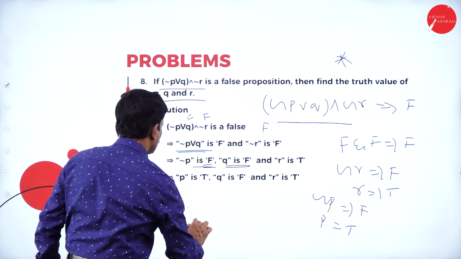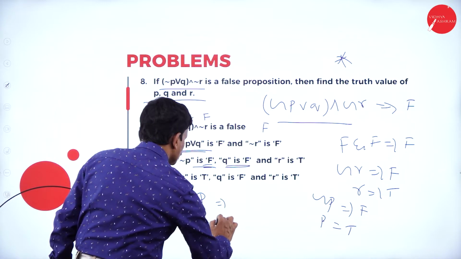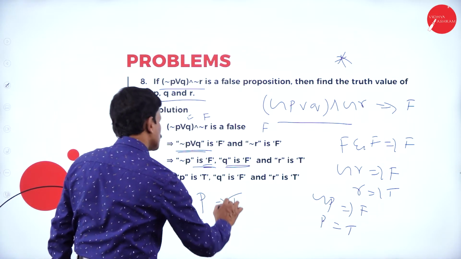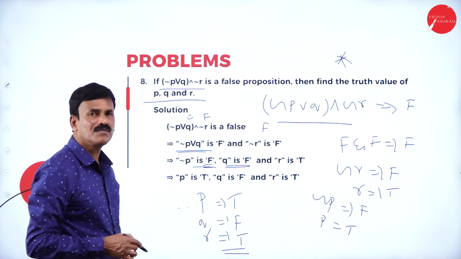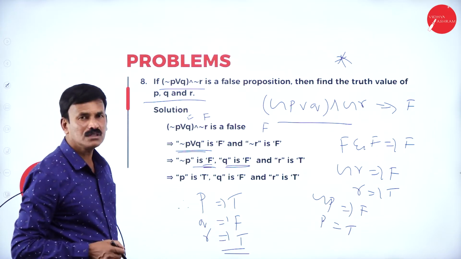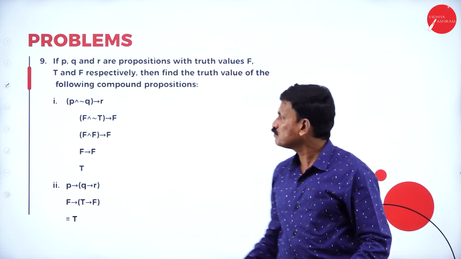So the truth values for P, Q and R are T, F and T. This is how we write the truth values for P, Q and R. Now, let us come to the next problem.